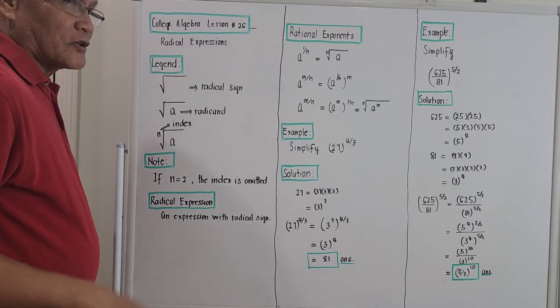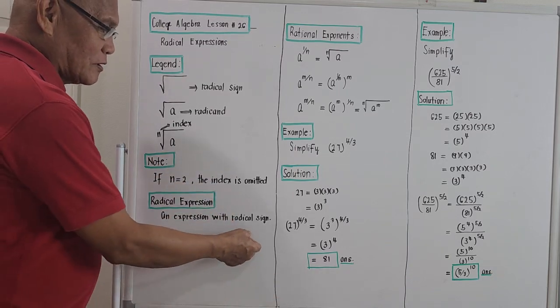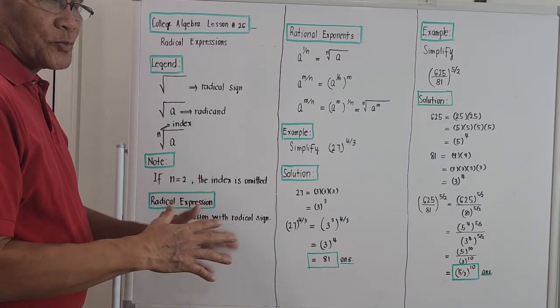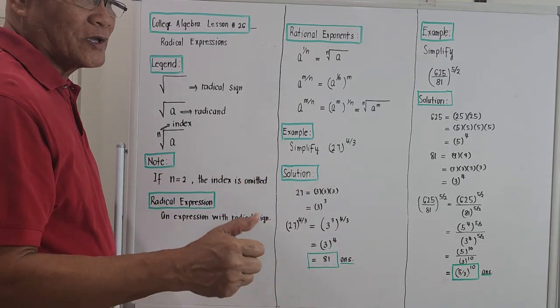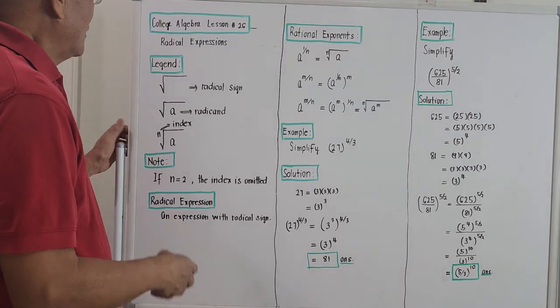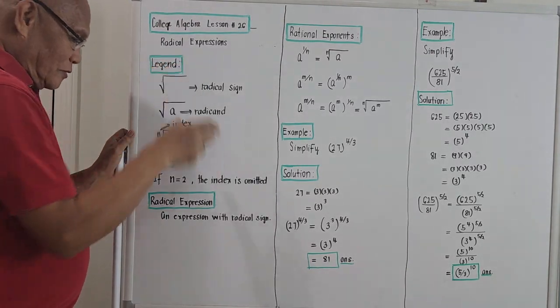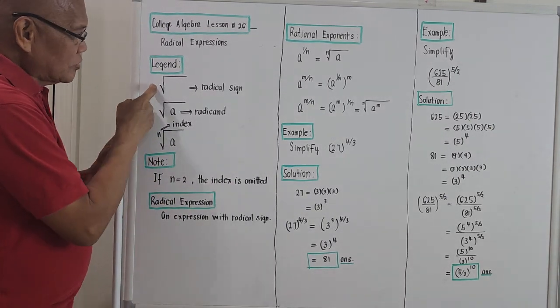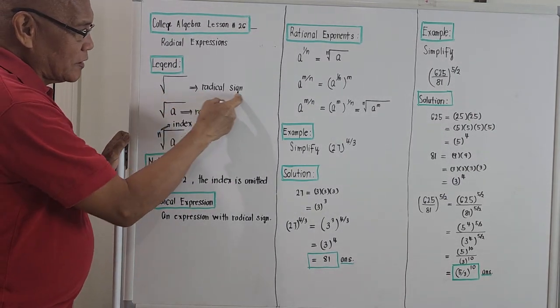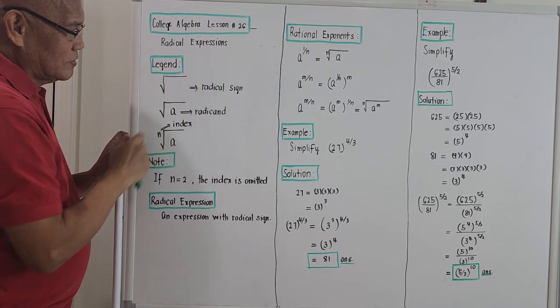A radical expression is an expression that contains a radical sign. So any expression that contains a radical sign is considered to be a radical expression. Okay, let's try to bring out the legend. This is the symbol for the radical sign, this one.